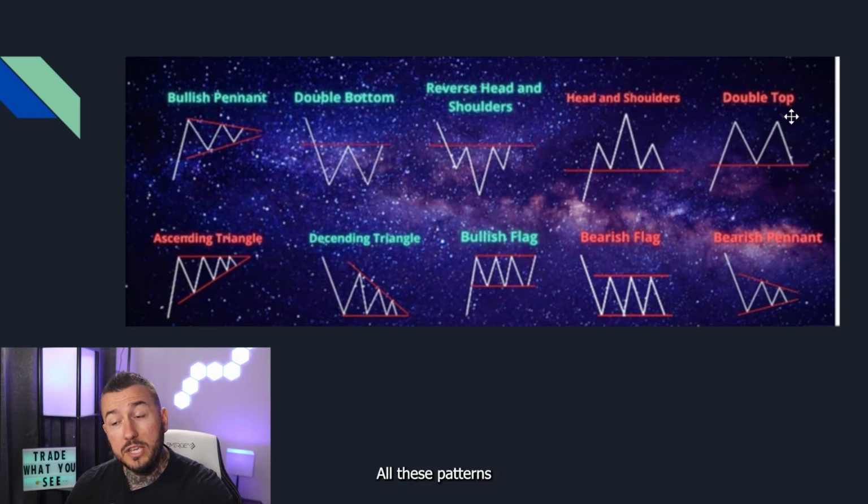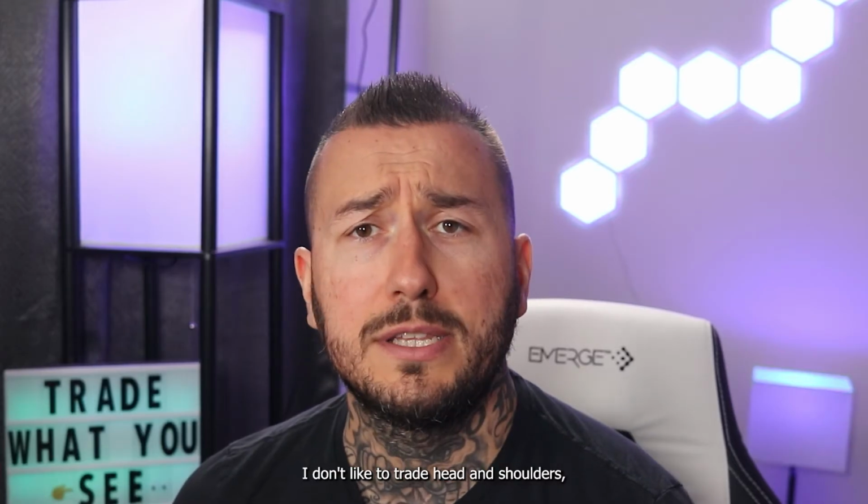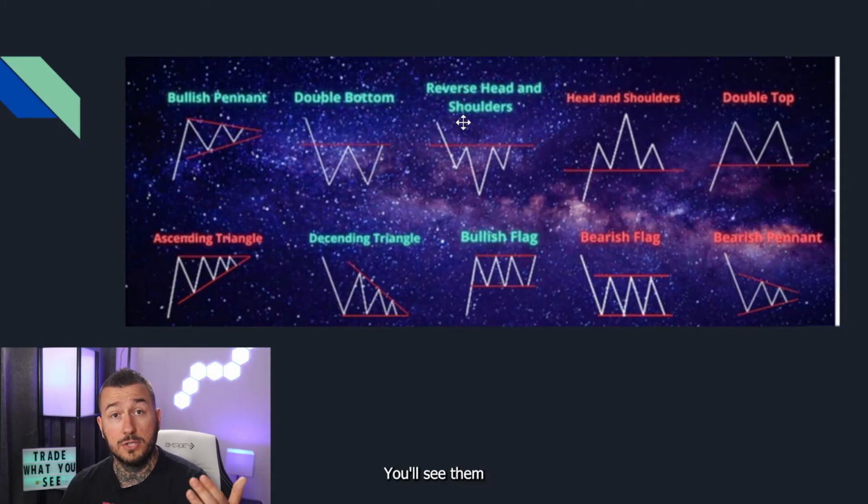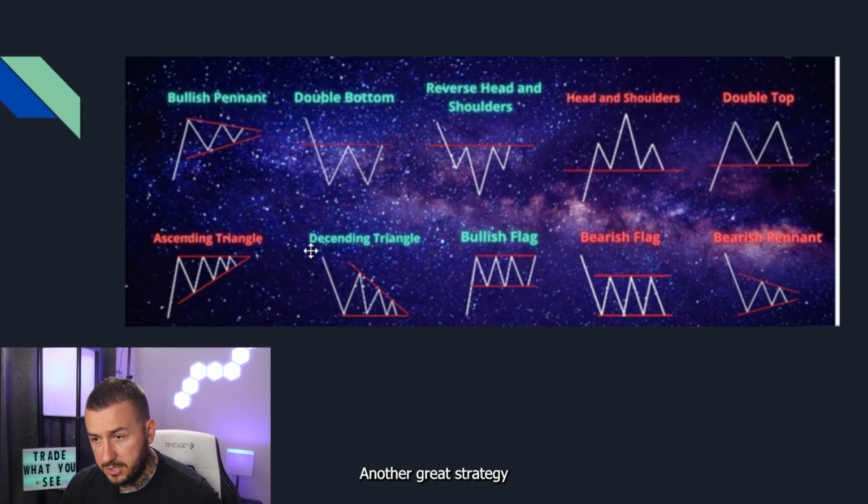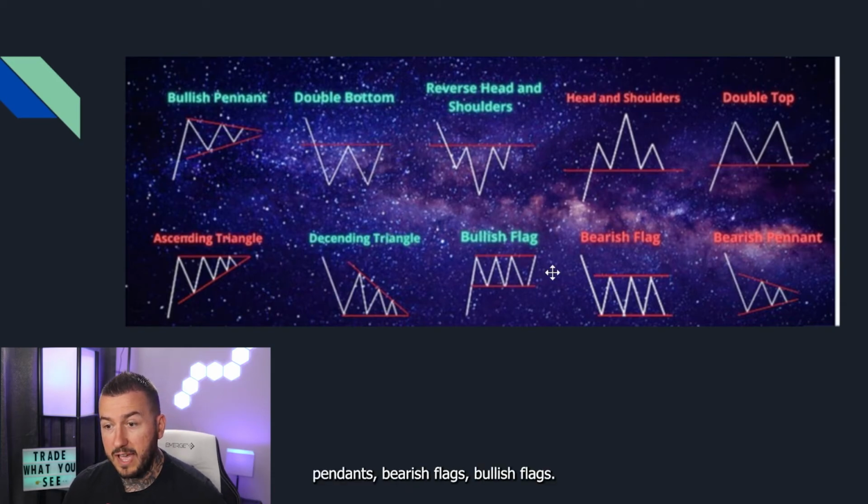All right. All these patterns work in the opposite and inverse directions. Okay. Head and shoulders, another one that sets up all the time. I don't like to trade head and shoulders, but they're out there. You'll see them form in the stock market charts all the time. Okay. Descending triangles, another great strategy to do. Bearish pennants, bearish flags, bullish flags.